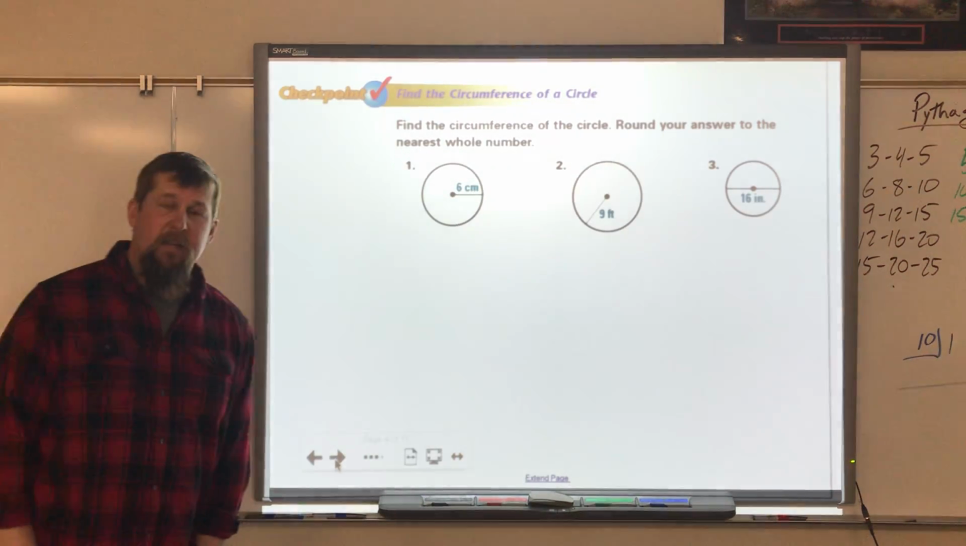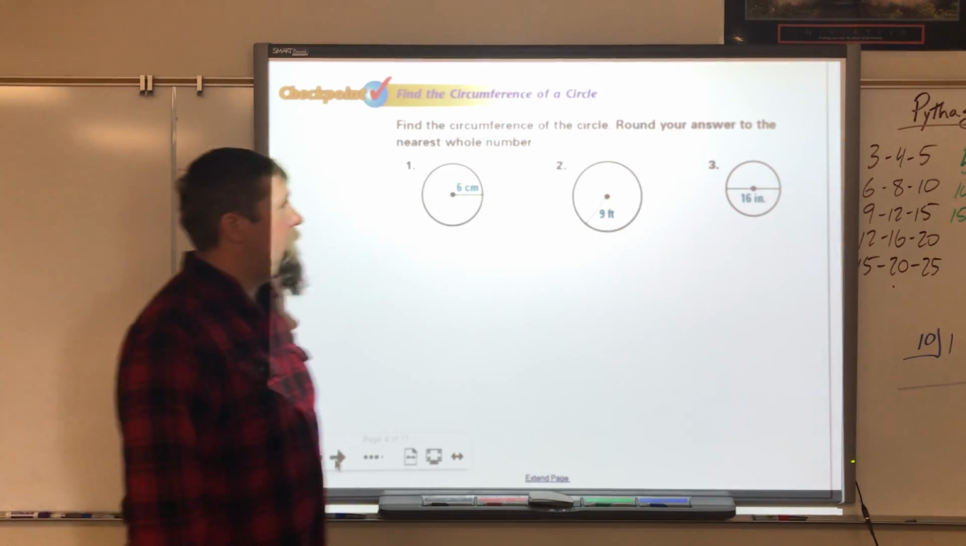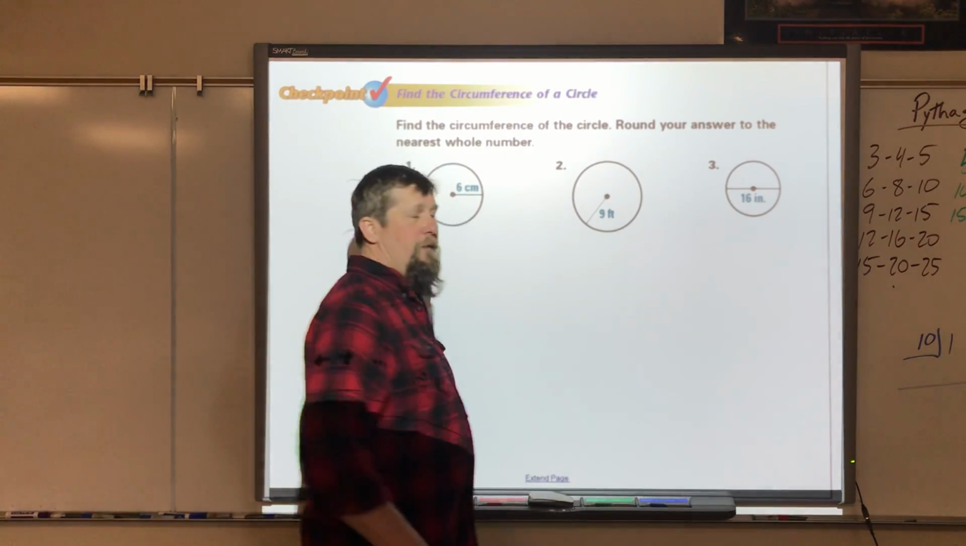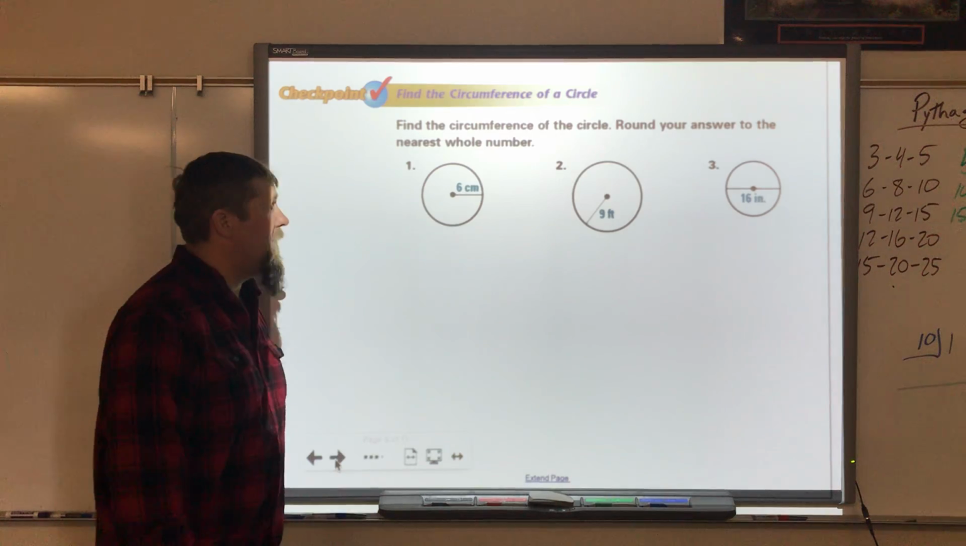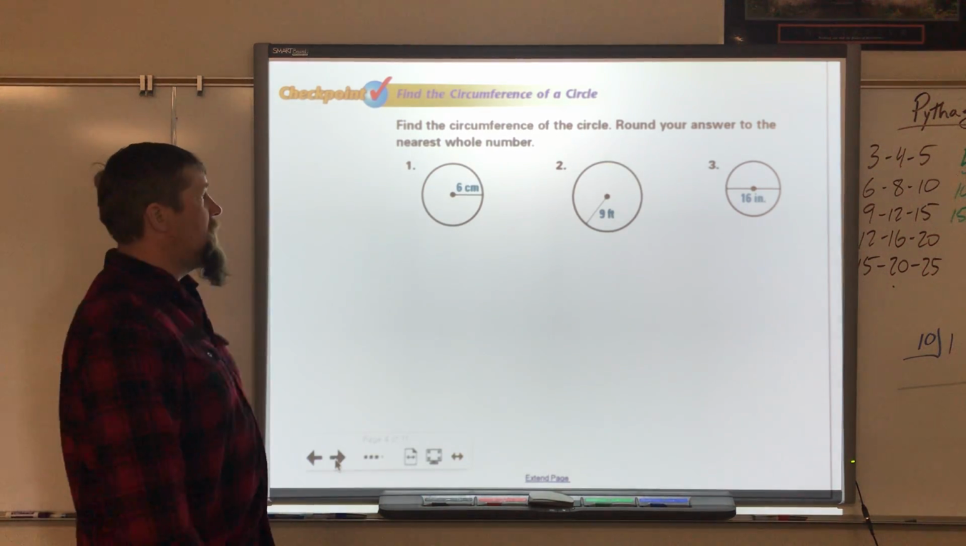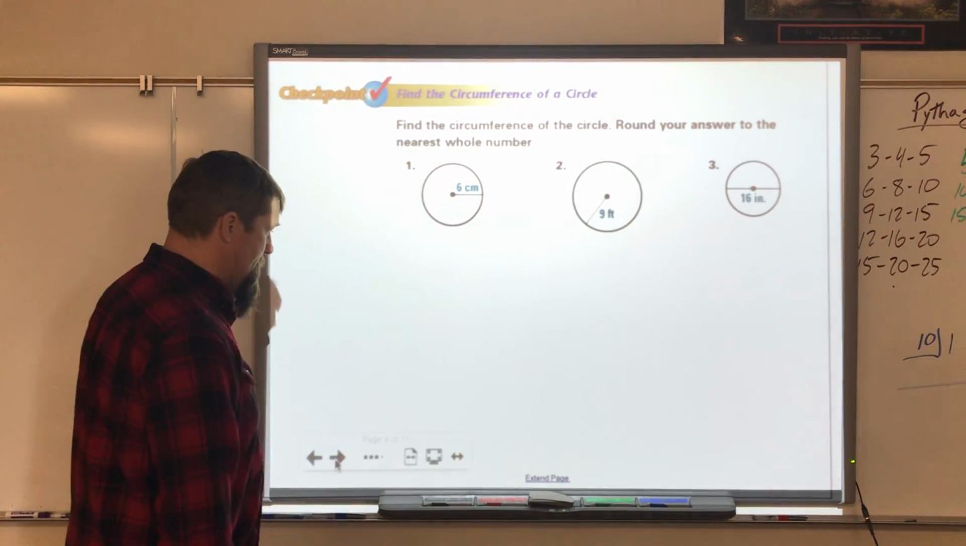Okay, try these and see how you do. Real quickly, number 3 gives you diameter instead of radius, so just make sure you understand that. So try this, pause the video, and come back and I'll go over it.